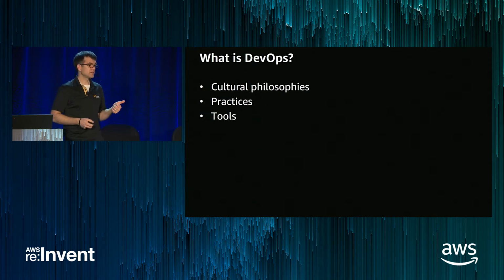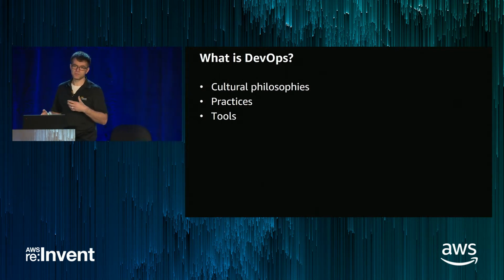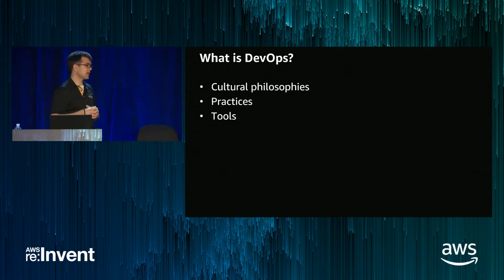These are, 1, a set of cultural philosophies. So within organizations, there are different philosophies about how to approach problems. When we think of DevOps, there are a specific set of philosophies that we think are very important. There are a set of practices, so very practically, what is the process for DevOps? And then finally, what are the tools that are used within that process? So it's really these 3 pieces that we keep in mind when we talk about DevOps: cultural philosophies, the practices of DevOps, and then the tools that we use to enable DevOps.